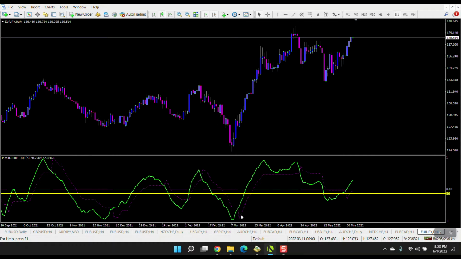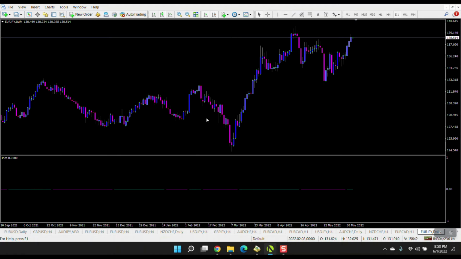And I just put the QQE on here so you could see that's what it's doing. See, when it rises above the signal line there, this turns aqua, crosses below the signal line, magenta. Okay, so let me get rid of this. I just want you to see that that's how that works.